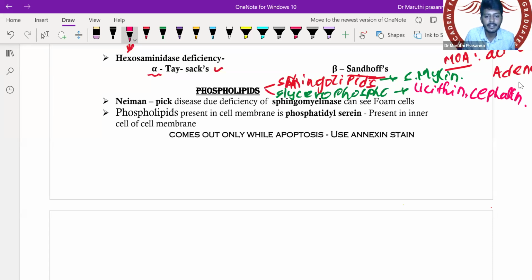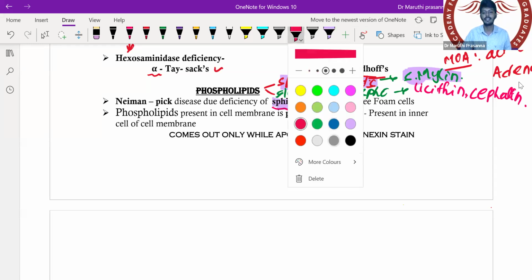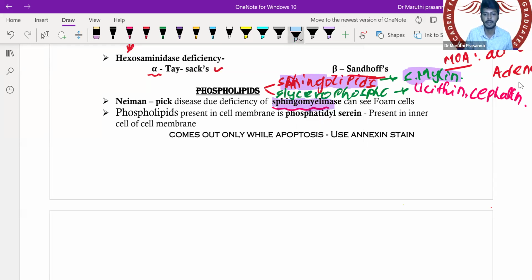So Niemann-Pick's disease is due to deficiency of sphingomyelinase. In which metabolism is impaired? Impairment of sphingolipids, that is your sphingomyelin. Sphingomyelin is metabolized by an enzyme called sphingomyelinase. Its deficiency can lead to which disorder? It can lead to a disease. The name of the disease is, what is that? Yes, that is called Niemann-Pick's disease. Okay. All right.